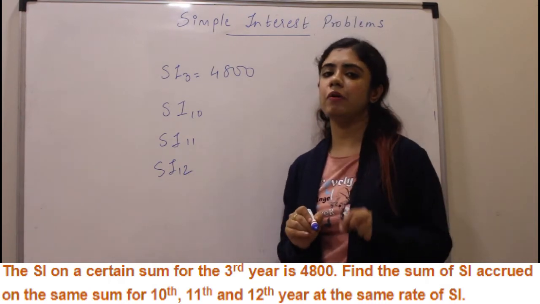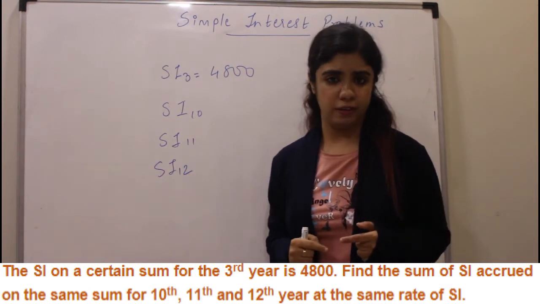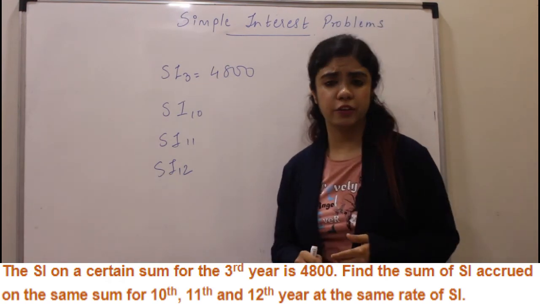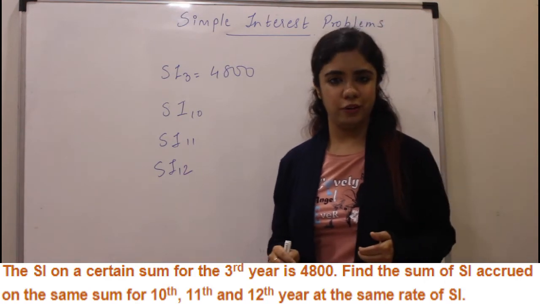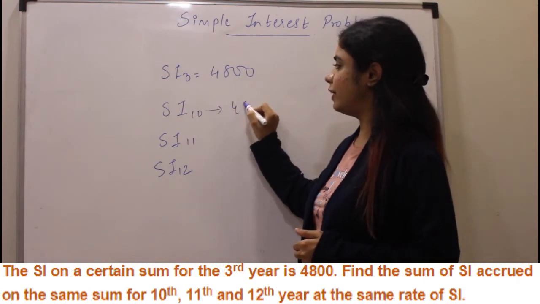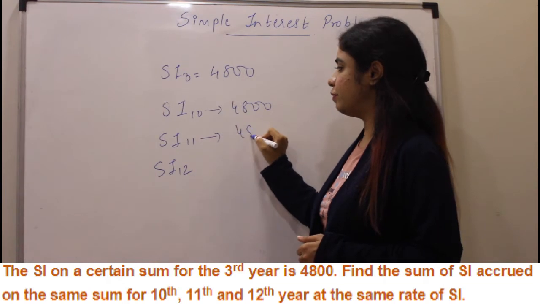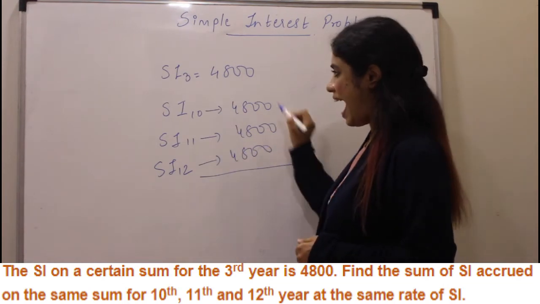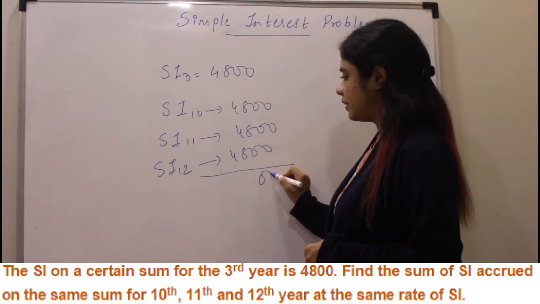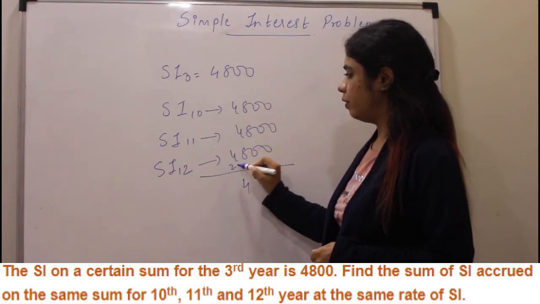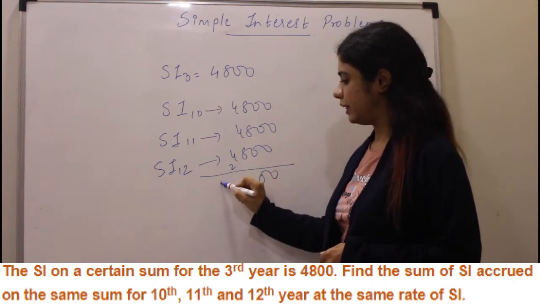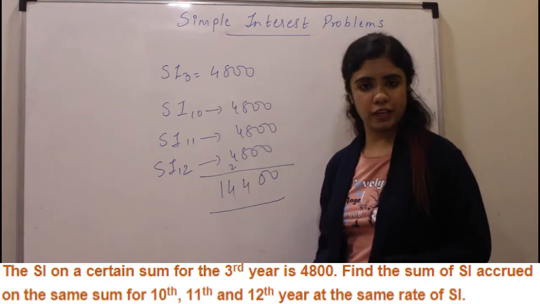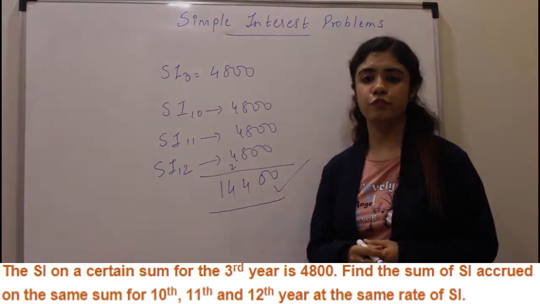Now we know one thing about simple interest. It is the same every year. अगर first year में 4800 है, third year में भी 4800 होगा, 100th year में भी 4800 होगा. तो 10th year it's going to be 4800, 11th year it will be 4800, 12th year it will be 4800. So if I add all of them, so basically this will be 24, 4 is 12, 13, 14. So total simple interest of all the 3 years together is 14,400.